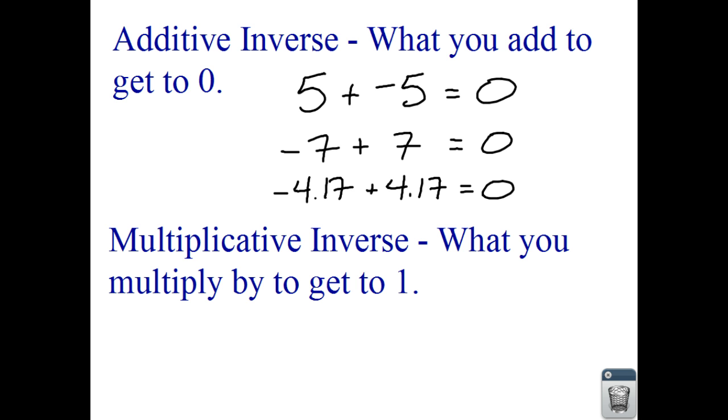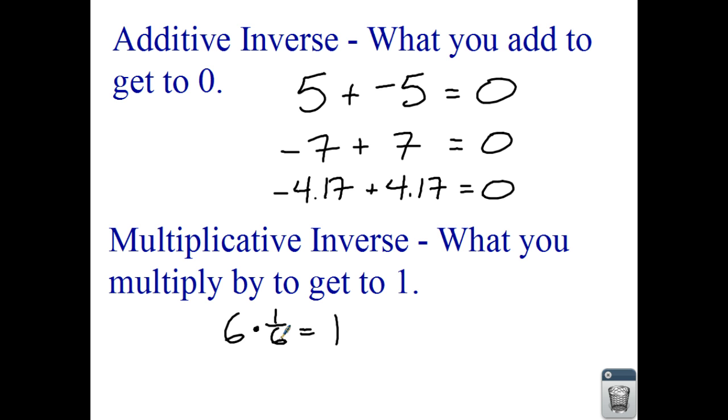And so let's say I have 6. So what do I multiply 6 by to get to 1? What I'm looking for is how do I get this to 1? Well, I know that if I divided by 6 I would get 1, so I'm going to multiply by 1/6, and that would get me to 1.